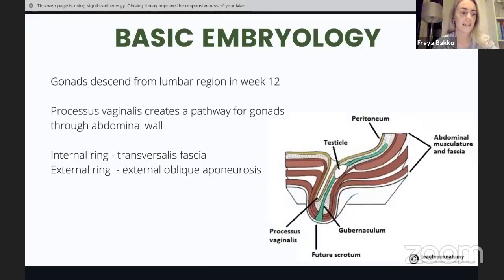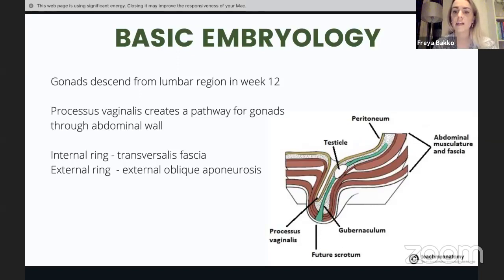Embryology always used to be a burden of my medical school life, so we won't go through too much, but we will briefly touch on it because it's quite important to understand some of the pathologies of the groin. During development, at about week 12, the gonads reside around the L2 region of the lumbar spine, and they descend, in men, to the scrotum. In order to do that, a part of the peritoneum creates an outpouching called the processus vaginalis, and this pouch goes through the abdominal wall.